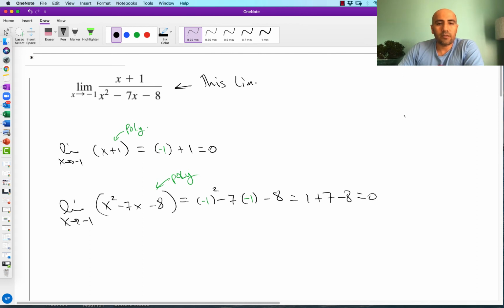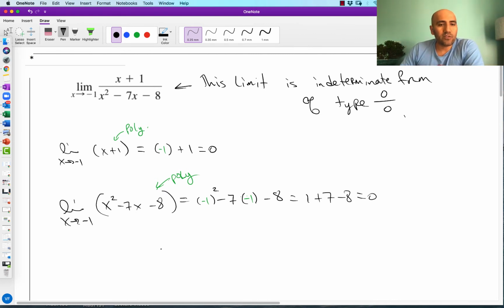So we see that this limit is an indeterminate form of type 0 divided by 0, right? The limit of the numerator is 0. The limit of the denominator is 0. So we're going to attempt to solve this by L'Hopital's rule.